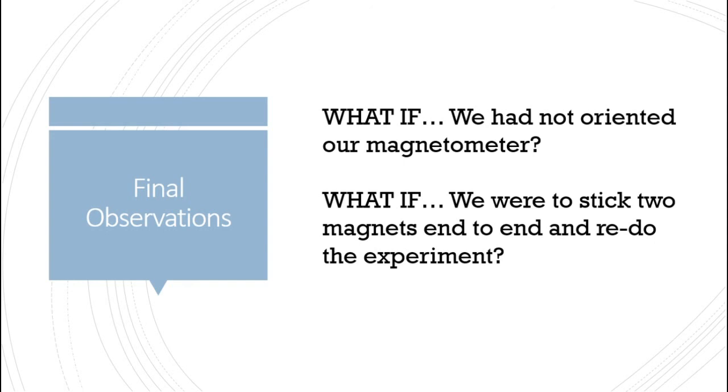And what if we were to stick two magnets end to end and redo the experiment? Well, our field would get larger and slightly stronger, however, not necessarily 2 times stronger. It would have gotten larger, so we would have had a stronger field and increased flux, but not necessarily twice as strong.